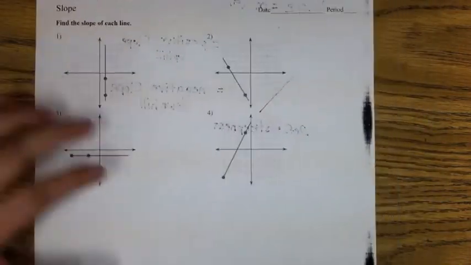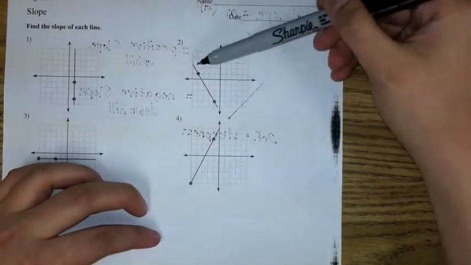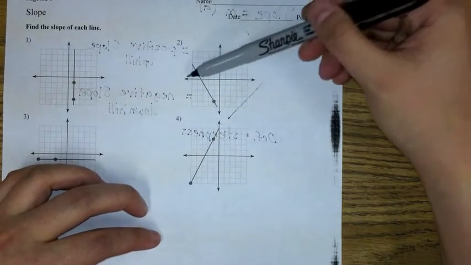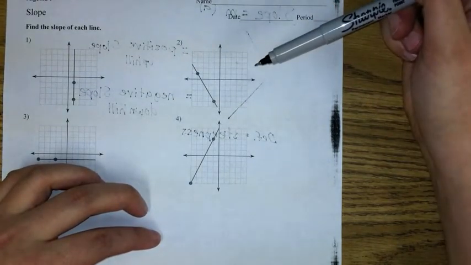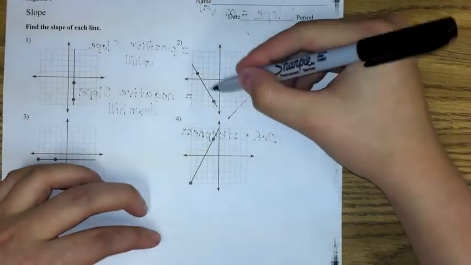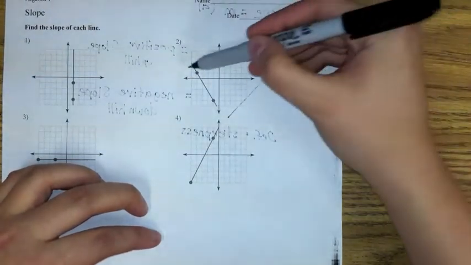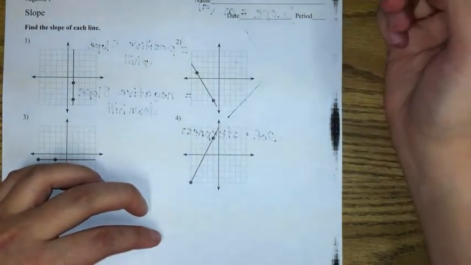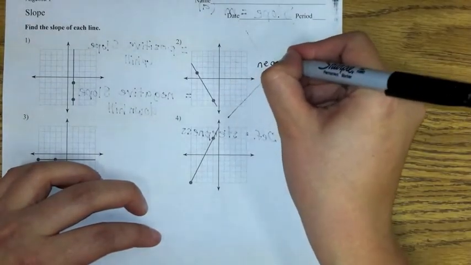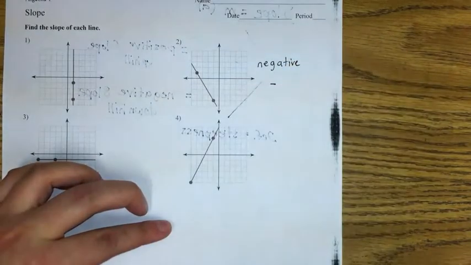Let's take a look at number 2. Do you see this darker line? So this is a line on a coordinate plane. We have our x, we have our y. What does this line look like it's doing? Well, if I'm looking at it from left to right, like how we read a book, it is going downhill. So we know that this is a negative slope. So we can put a negative sign.